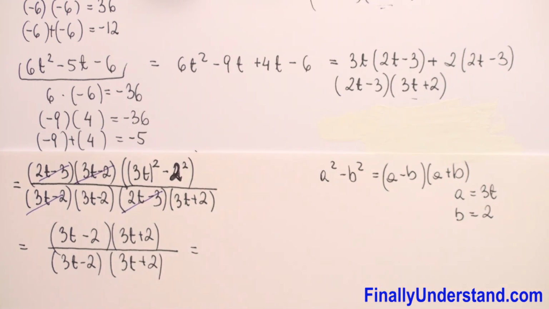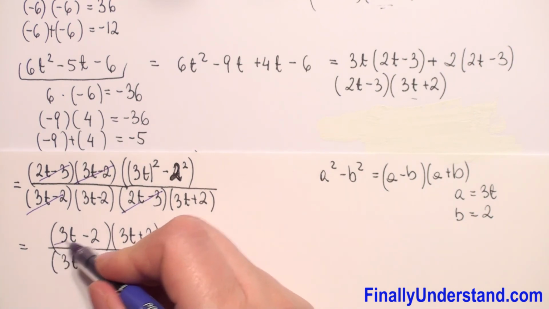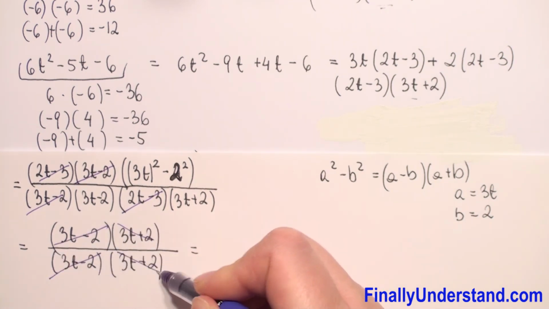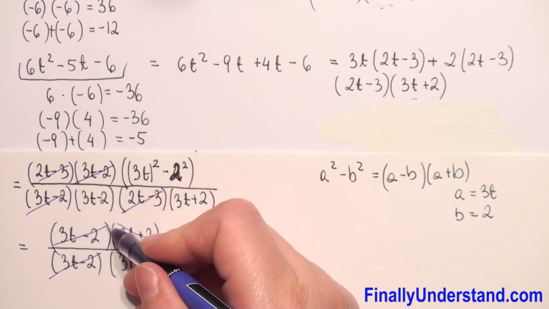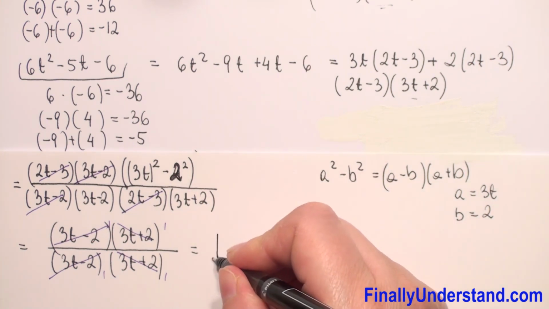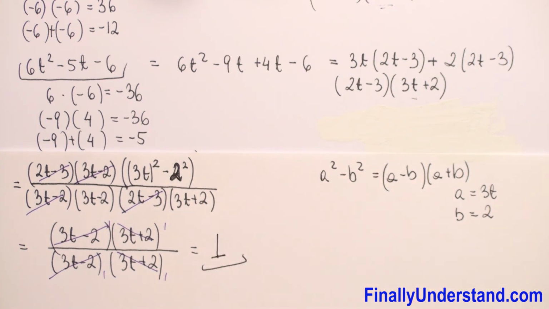So we see that 3t minus 2 we can reduce with 3t minus 2 and 3t plus 2 with 3t plus 2. So we have 1 times 1 and 1 times 1, so this is equal to 1 over 1, which is 1. So this is my solution.